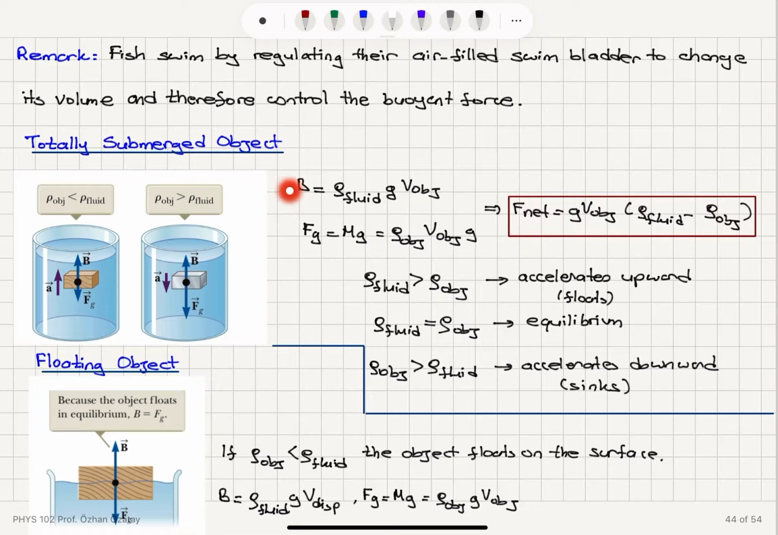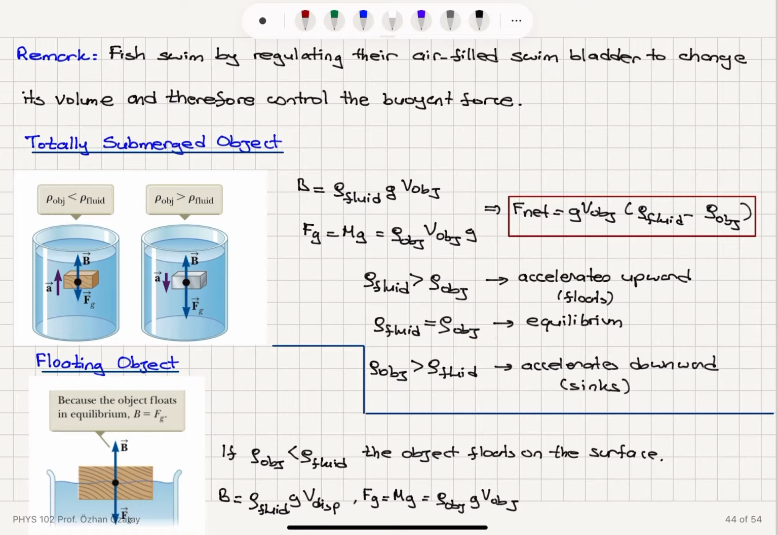Okay, so the buoyant force is the weight of the fluid displaced, rho fluid g V object. The gravitational force is the mass of the object multiplied by gravitational acceleration, which is the density of the object, volume of the object times g. So the net force pointing up is g V object rho fluid, the buoyant force, minus g V object rho object, the weight of the object. If this net force is positive, that means rho fluid is greater than rho object, and the object will accelerate upward, it will float.